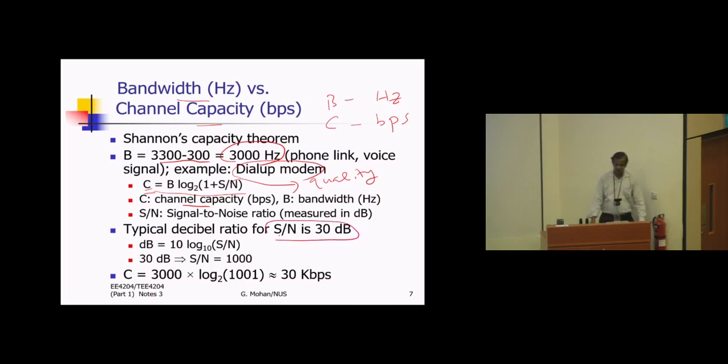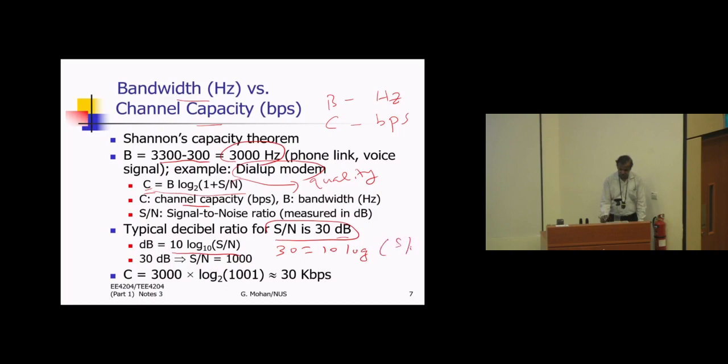The signal to noise ratio is 30 dB for the voice link. So we use dB notation. I think you must be familiar with it. dB is 10 log base 10 of x, some signal to noise ratio. So that means 30 dB is equal to 10 log, but it's not the actual number. The unit is converted into dB, decibel.